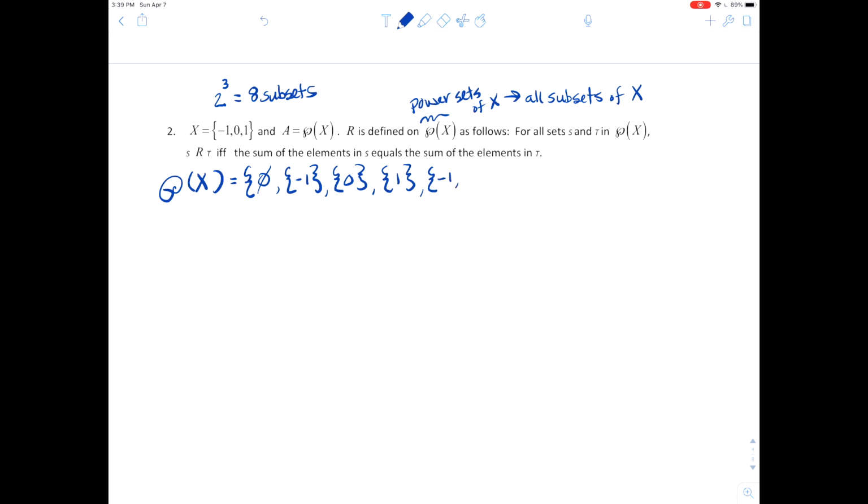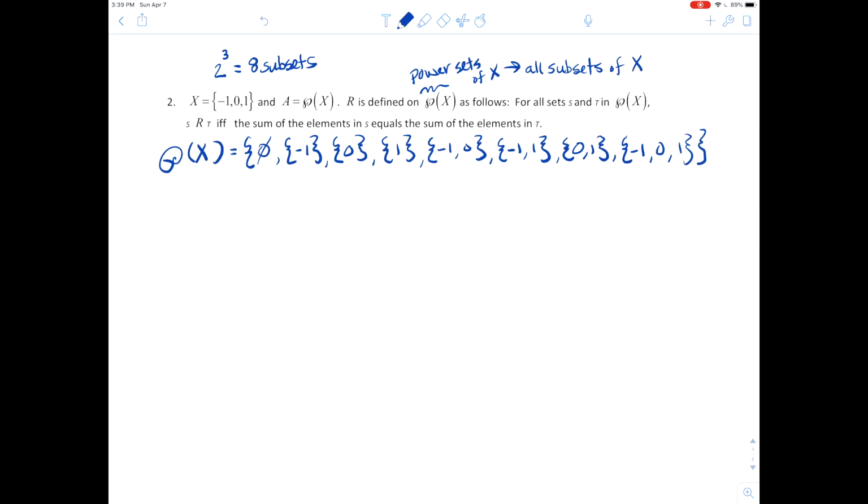Beautiful. -1 and 0. -1 and 1. And then 0 and 1. So that gives us 1, 2, 3, 4, 5, 6, 7 sets. And then that last one will be the set itself. Cool, cool? Okay.